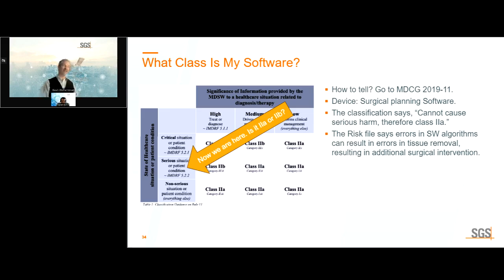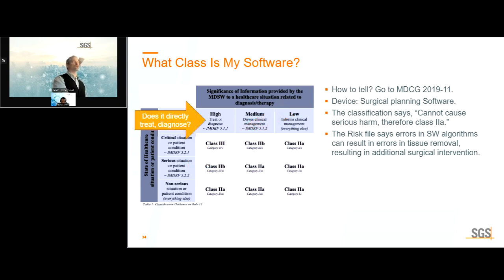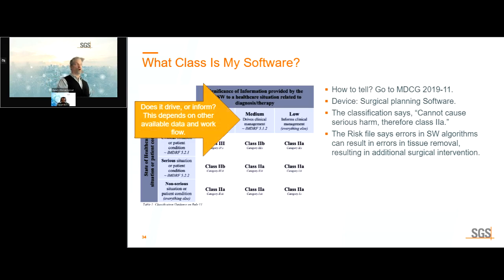That falls under the definition of a serious. So we know we're definitely in this second row. So either it's 2B or 2A. So once you know it's 2B or 2A, you now have to start asking yourself, does the software directly treat or directly diagnose? In the case of this example of surgical planning software, the answer is it doesn't. So now you have to ask yourself, does it drive clinical management or does it inform clinical management? Now, in the case of a serious situation, you'll find in both cases you land at class 2A. It won't matter for this particular one. For many devices, it does.